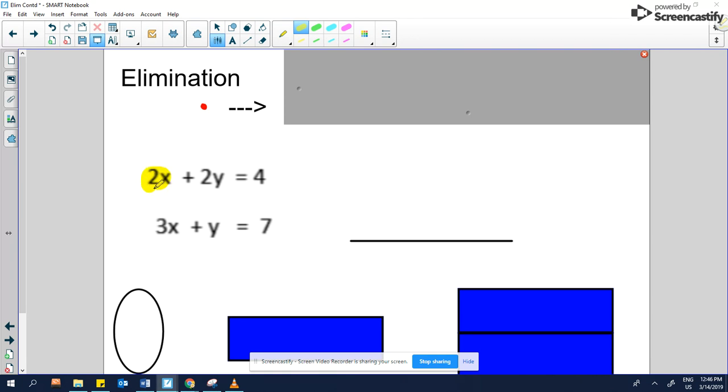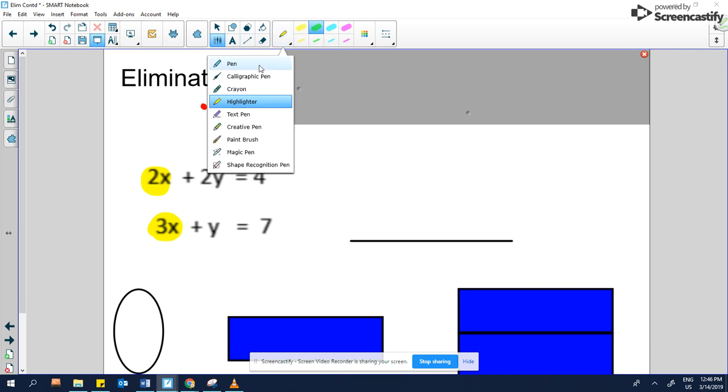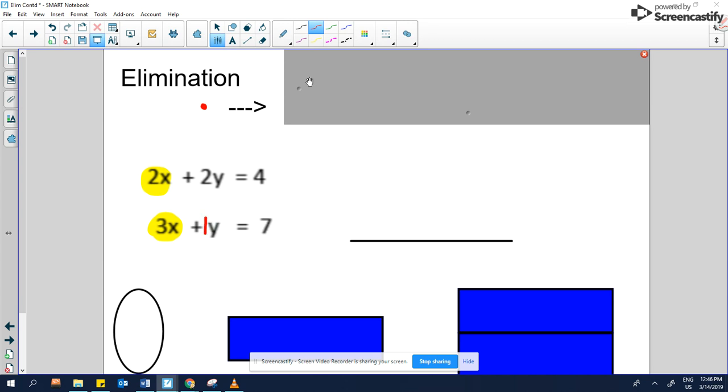So here's my x's. And it'd be really nice if there was a whole number we could multiply 2 by to get 3. Is that possible? Okay, well, there's no whole number, so doing that one would be tricky. Is there a whole number that you could multiply 1y by to get 2y? Okay, so what is that number? Okay, so hopefully you figured out what that number was.